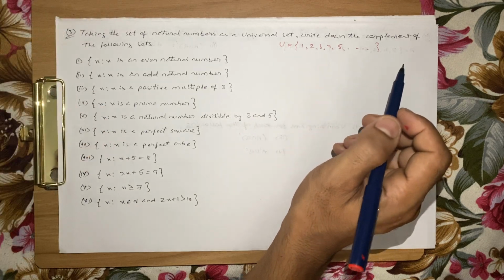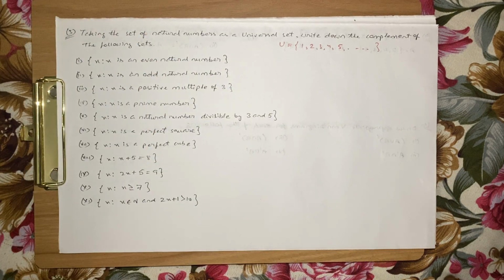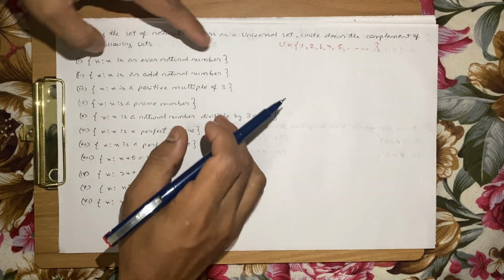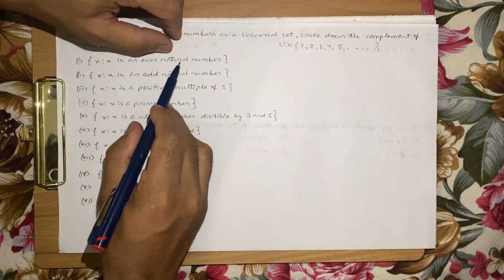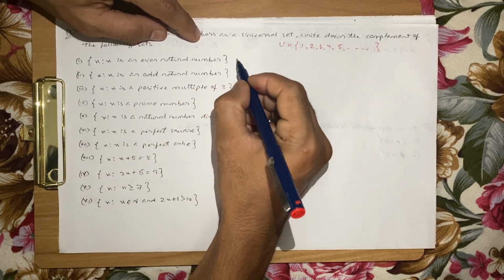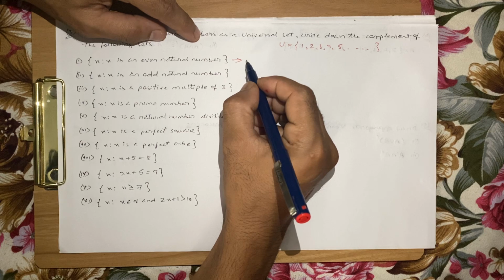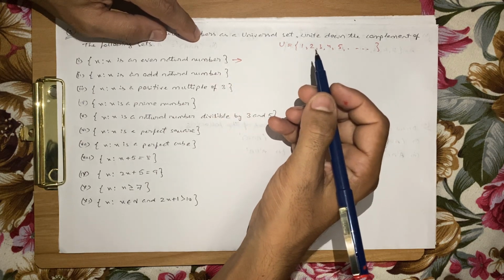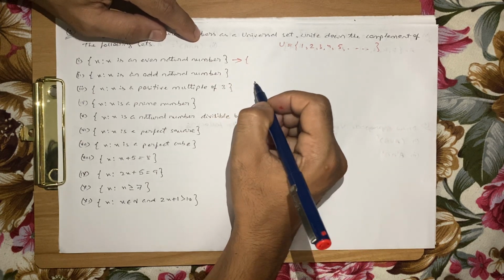All of them have been given in the set builder form. So this is a set of what? X such that X is an even natural number. Now what is the complement of this? I'll try to write it in the set builder form itself. So the complement of this is what?